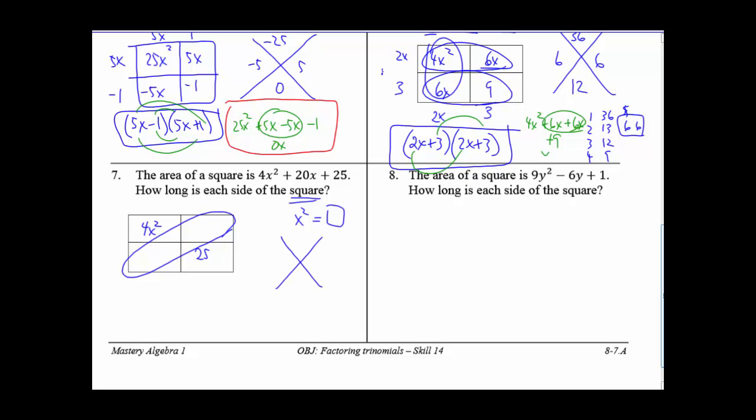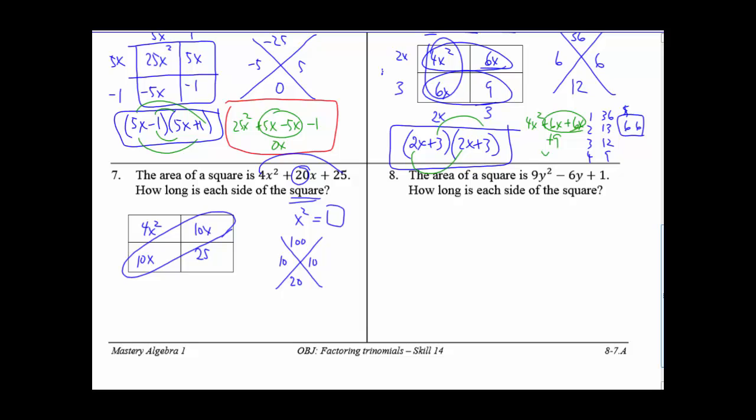So let's use the method we've been using. We're going to take 4 times 25 and get 100. We're going to bring down this 20. So we need to figure out what times what equals 100, but adds to get 20. Hopefully you understand. It's a square. It's probably the same. Yes. 10 plus 10 is 20. 10 times 10 is 100. So we're going to make this 10x, and we're going to make this 10x.